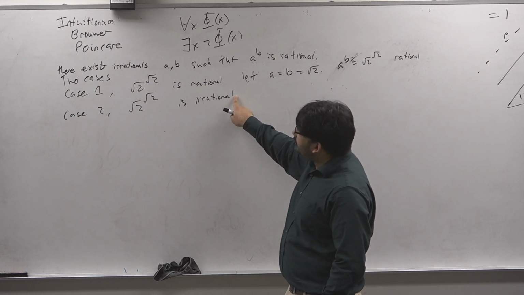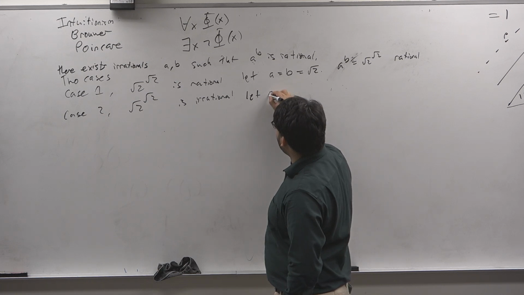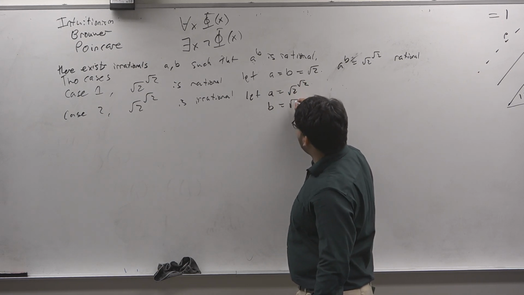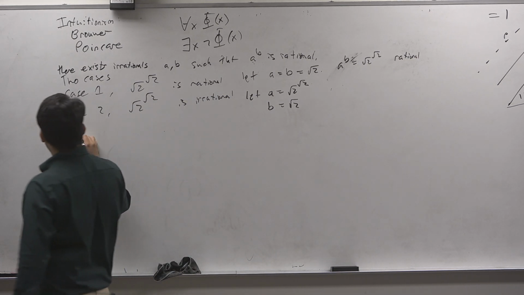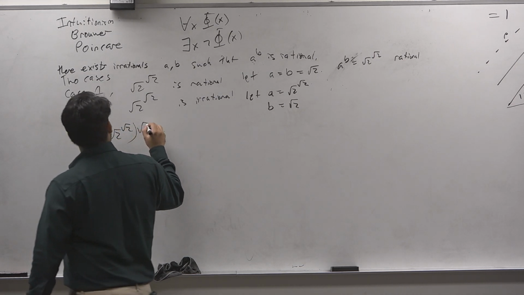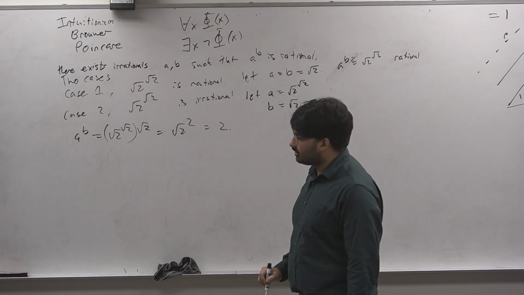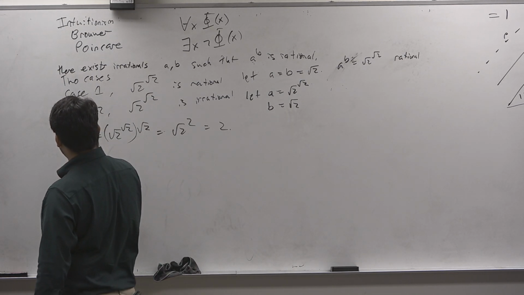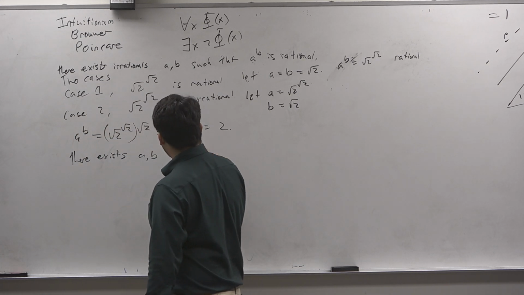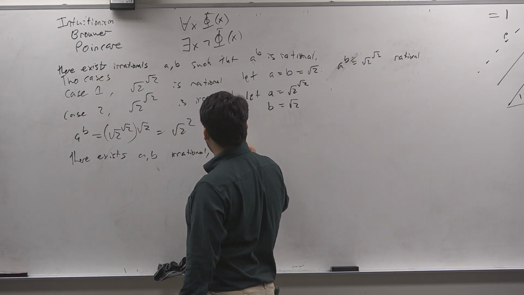Second case, what if square root of 2 to the square root of 2 is irrational? Well, let a equal square root of 2 to the square root of 2, and then let b equal square root of 2. So a to the b is then square root of 2 to the square root of 2 to the square root of 2, which is square root of 2 squared, which is 2, which is rational. Therefore, there exists a, b such that a, b irrational, such that a to the b is rational, QED.